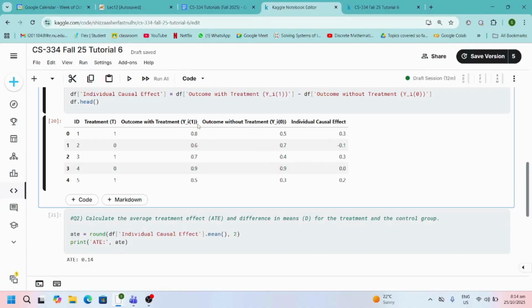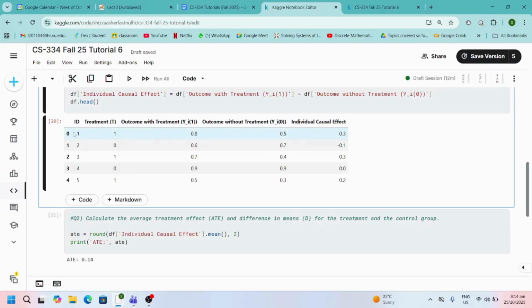And this is where difference in means comes in. Difference in means is an estimator for the average treatment effect. However, we've studied that the difference in means is not always equal to the average treatment effect. But let's look at this scenario. If we had to find the difference in means, how would we do that?